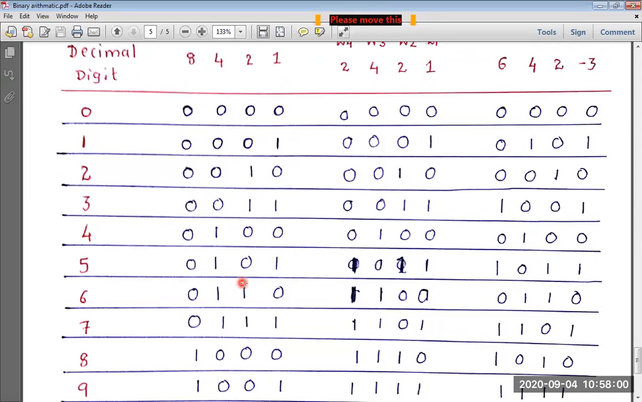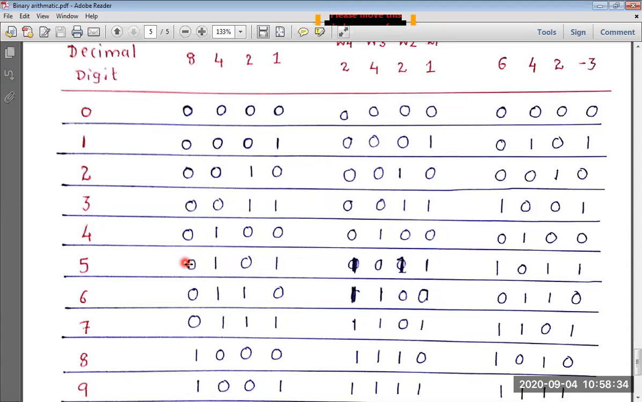Okay, let's take another example, 5. Now what would be the equivalent 8421 code for the 5? See, 5 means 4 plus 1. In 4 we can write 1, so in the third digit we are writing 1. In the first digit we are having 1 here. Now let's see whether it is equivalent to 5 or not.